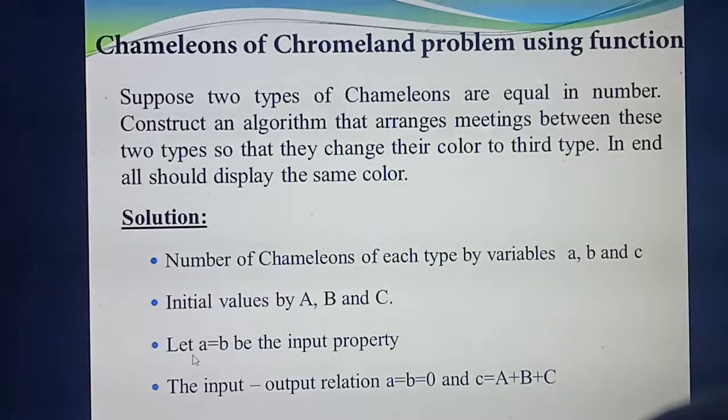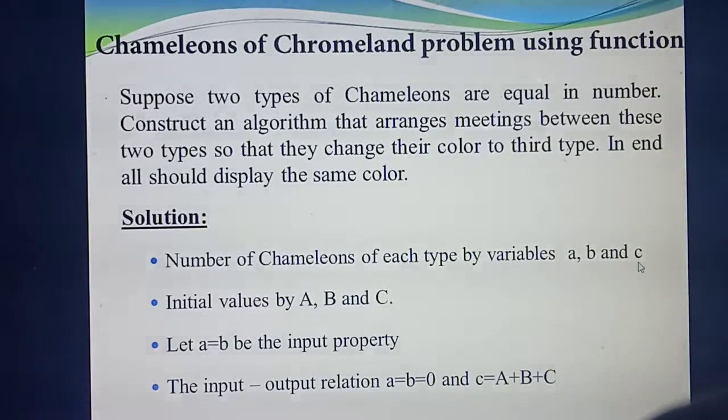So if they are equal in number, what output do you need to get? It was already in the question: at last all should display in which color? The same color. So see, A equal to B equal to 0. Maybe the initial values of A and B become 0, then at last what value will you get? A, B and C need to be displayed in equal number. That is, you are going to add A plus B plus C. Understood the problem? One more time I am explaining: first, three types of variables for Chameleons are there, so for the Chameleons you are declaring the variables A, B and C.